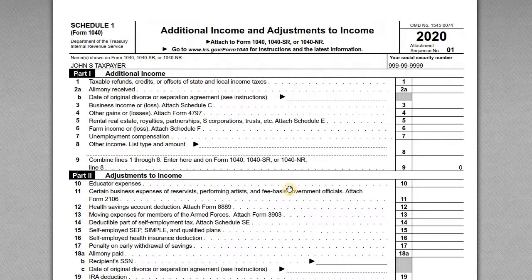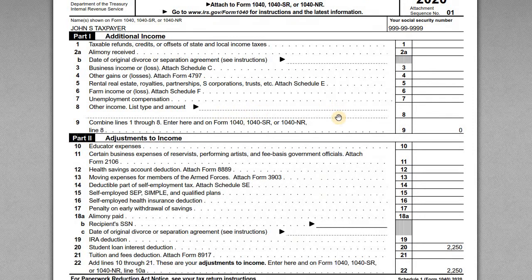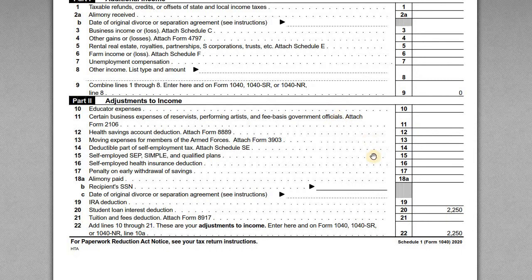There is a Schedule 1, additional income and adjustments. This is where you would have additional types of income: alimony, capital gains, business income, unemployment compensation. Other income is kind of a catch-all, so if you've got cancellation of debt income or something like that, you might find that there. But the student loan interest is going to be entered in Part 2. There is an actual line item for it, line 20 in Part 2, student loan interest deduction. That's where he puts his $2,250 as a student loan interest deduction.